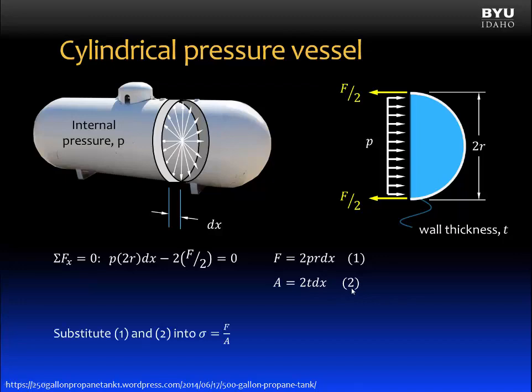And if we substitute equations 1 and 2 into this expression where normal stress is equal to the force divided by the area, we get that normal stress is equal to P times r over t, where P is the internal pressure, r is the radius, t is the wall thickness. Keep in mind the radius is the internal radius of the cylinder.